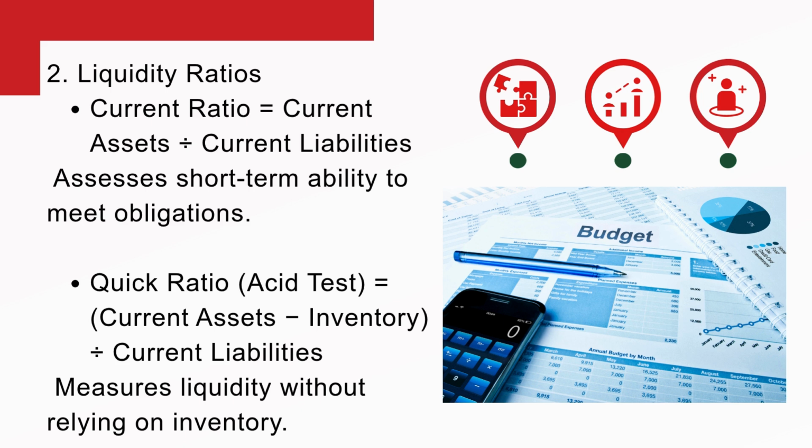The current ratio is calculated by dividing the current liabilities by the current assets, while the quick ratio or the acid test is calculated by subtracting inventory from current assets, then dividing by the current liabilities.